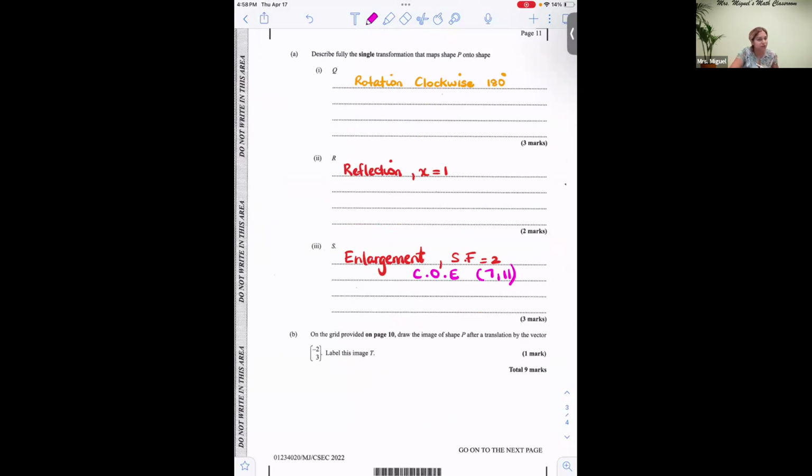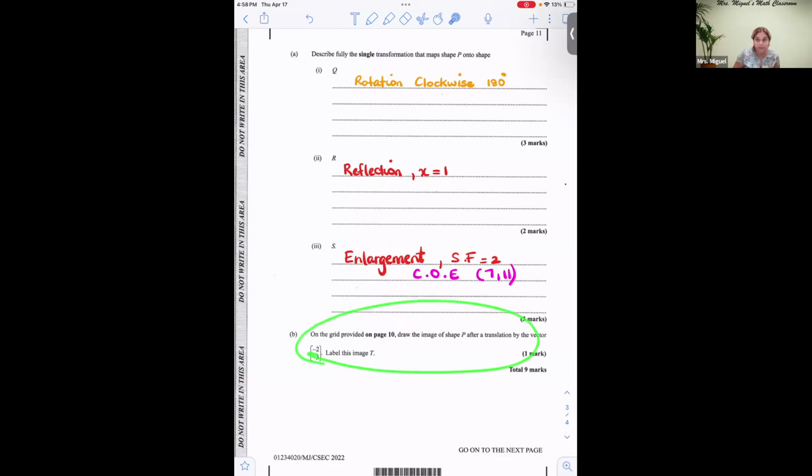But even if I just write enlargement alone, CXC is going to give me a mark, right? If I just write rotation alone and clockwise, they will give me 2. And if I just write reflection, I will still get a mark. So you see, question 3 isn't all hope lost, you know. There are still things in question 3 where we could score at least 4 or 5 marks.